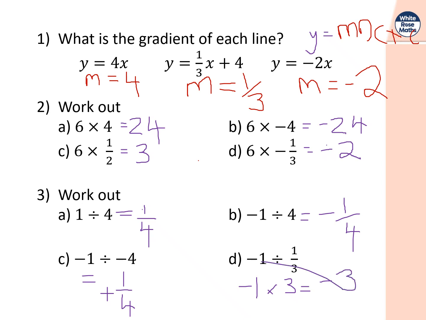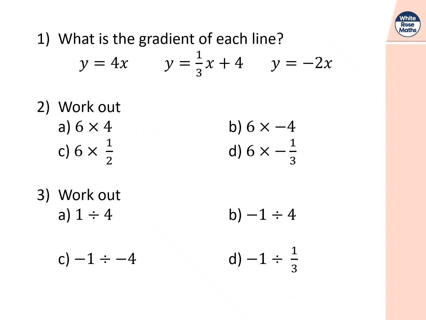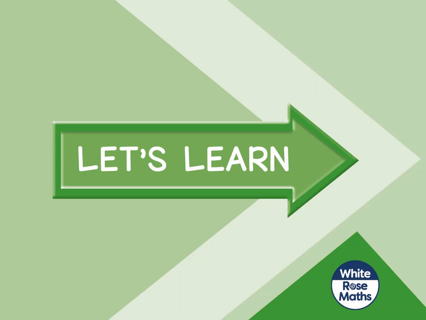Here are the answers from White Rose Maths. For the first question: 4, 1/3, -2, so the gradient, remember, is the coefficient of x. Then 24, -24, 3, -2. Then 1/4, -1/4, 1/4 and -3. Of course, for question 3, you can have 0.25 for part A, -0.25 for part B, 0.25 for part C, and -3 or -3.0 for part D.